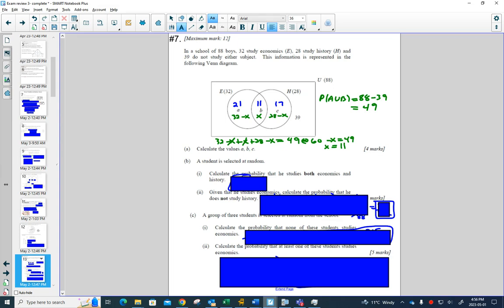Another way that you could look at this is, right now if you add the economics and the history together, you're going to get 60. That's too much. How much is it supposed to be? It's supposed to be 49. What have you counted twice? You counted the middle twice. So you counted extra by 11. You could use that to figure out that the middle value is 11.